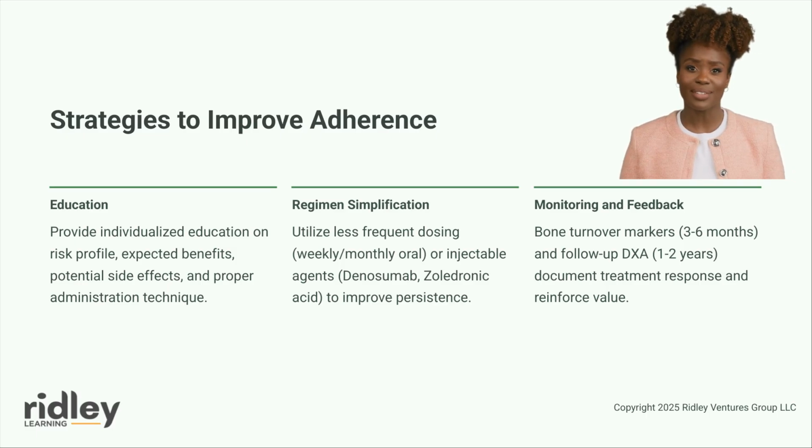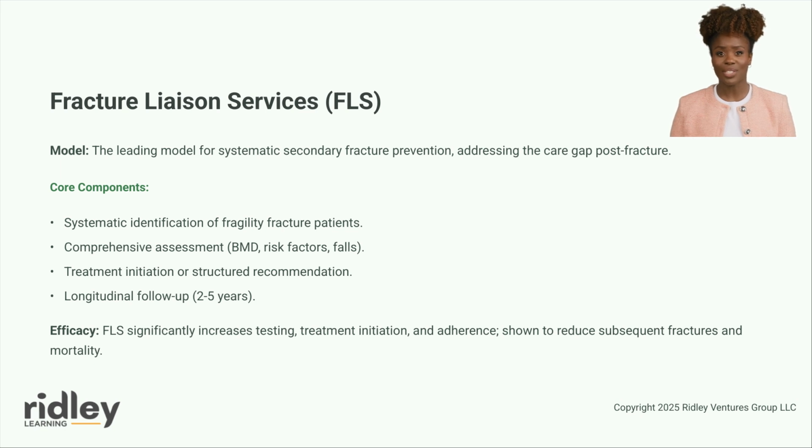Electronic monitoring, reminder systems, and structured follow-up programs have shown benefit in some studies and may be particularly valuable for patients at high risk of non-adherence. Fracture liaison services represent the leading model for systematic secondary fracture prevention. They address the well-documented care gap between fragility fracture occurrence and appropriate osteoporosis evaluation and treatment.